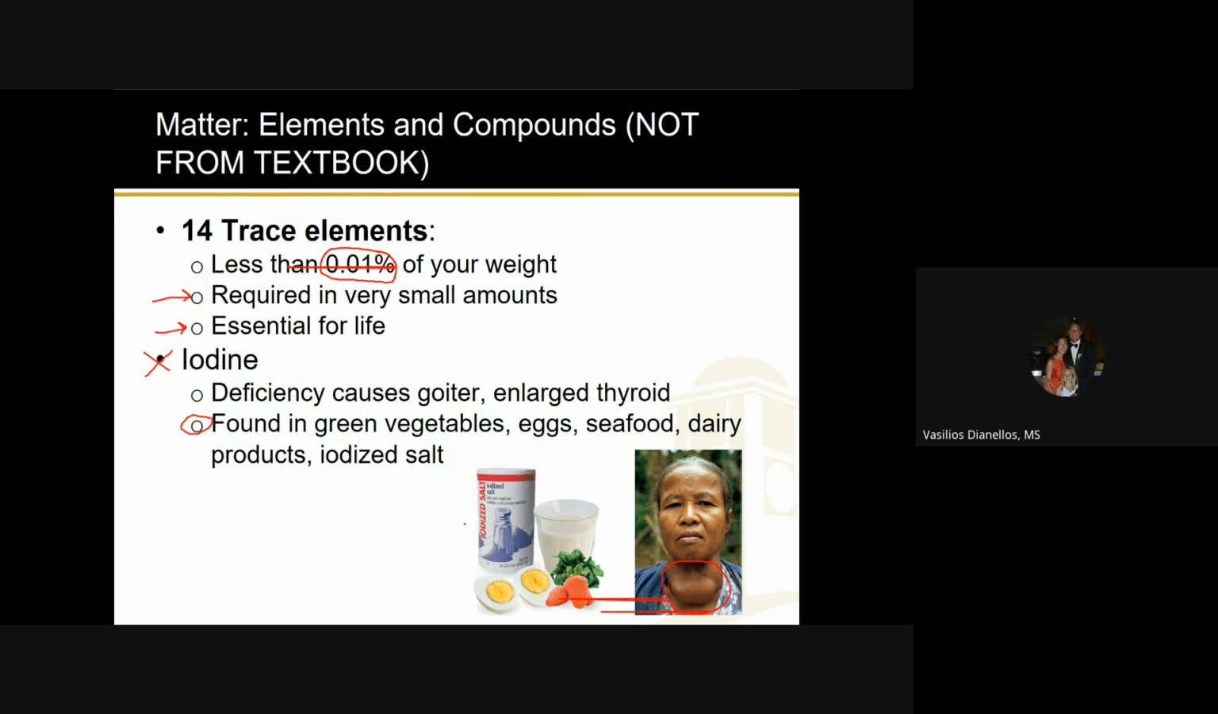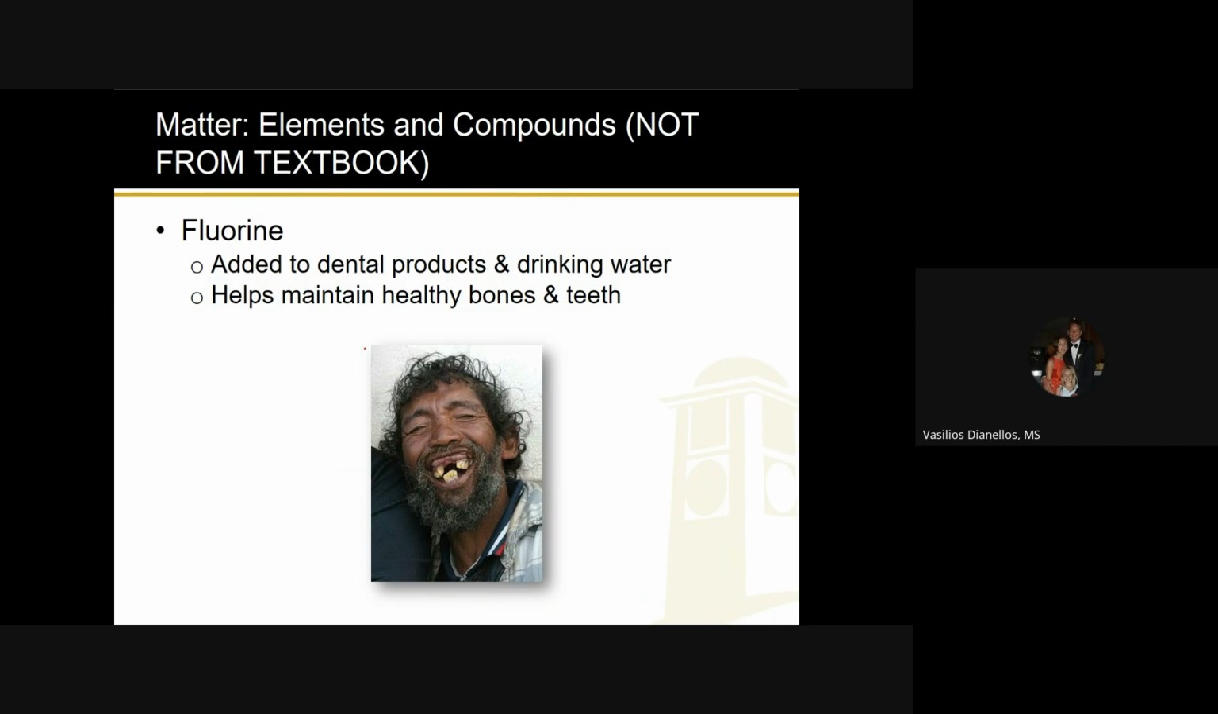And I'm gonna come back to that idea here in a second too. But yes, we put elements into our food and into other things because we need them. They are essential for life, and very often we don't get adequate amounts from our diet. Which brings us to another trace element. You need it. This is required for life. It's essential. It's fluorine. You need it, right? We add it to our dental products.